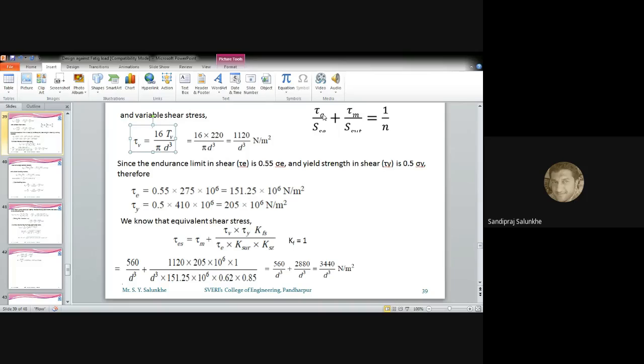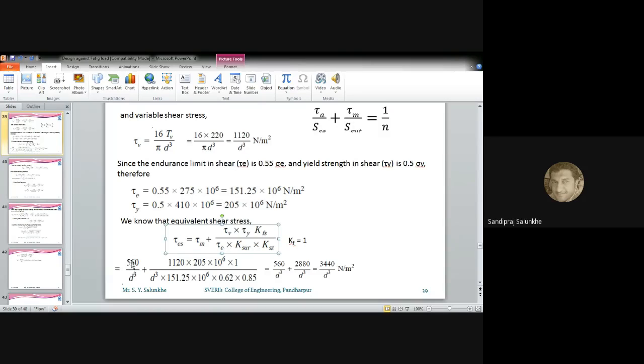Any other question? If not, then we are going to calculate this actual endurance shear stress, or fatigue endurance shear stress. So this tau mean we are knowing, tau average we are knowing, tau y we are knowing, this Kf, that is the stress concentration factor, as there is no change in area, that's why the factor is 1. Then surface finish factor is given, size factor is given, and tau e, that is endurance limit, 0.55 of sigma e, that is also known.